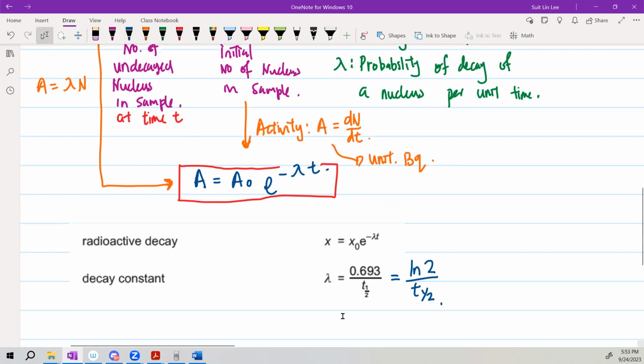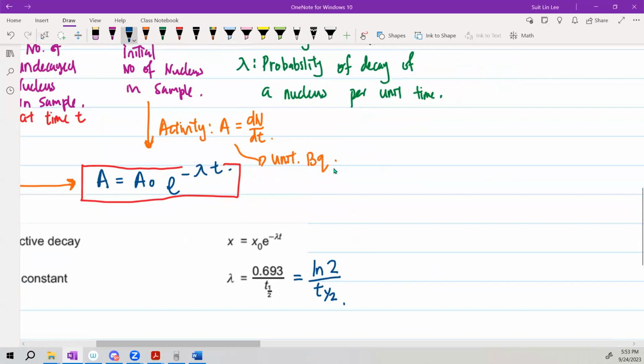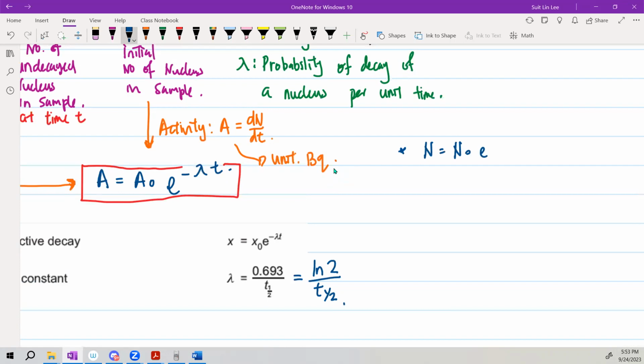I'm going to segue a bit to remind you how to derive this relationship, because occasionally you will be asked. To find the equation of half-life, I'm going to start by using either N or A equals e to the negative lambda t. And from the definition of half-life, when t is equal to half-life, N is N naught over 2. This is the definition of half-life.